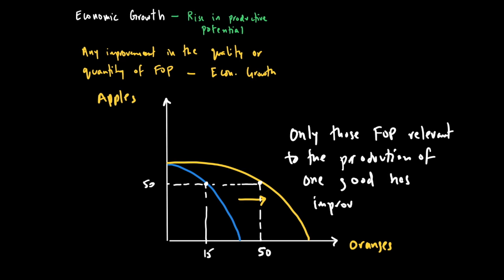So for example, suddenly if land which is used for the production of oranges becomes more fertile, or for example the machinery which we use for oranges improves, then there will be more production of oranges. The productive potential for oranges will go up. Now this means that the inputs that are used for apples have not shown improvement, but the inputs that are used for oranges have shown improvement, and that's why we are getting this kind of a shift. So a pivotal shift means only those inputs which are relevant to one kind of a good have improved in quality.